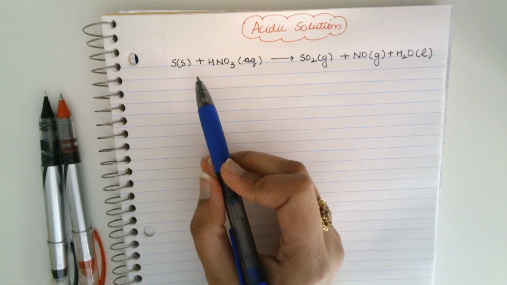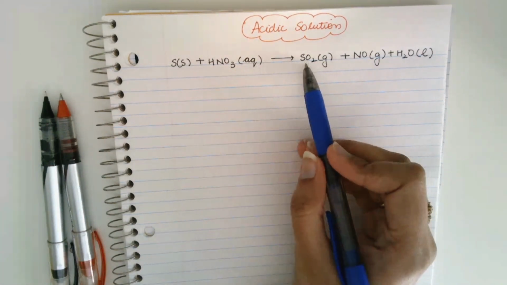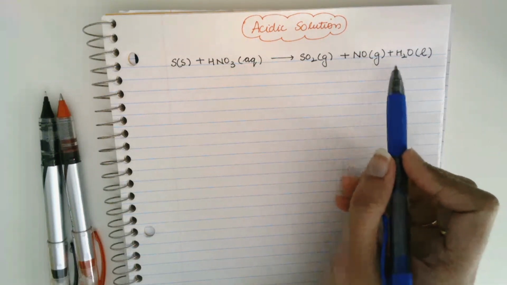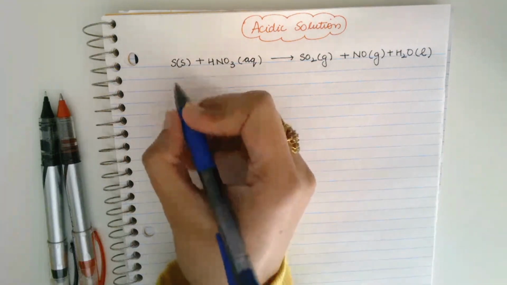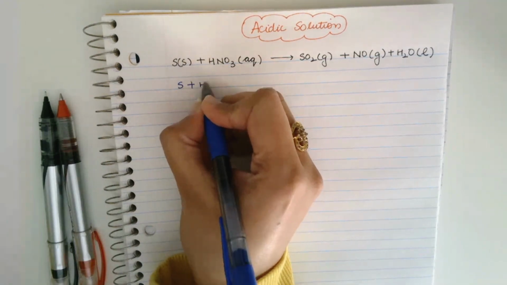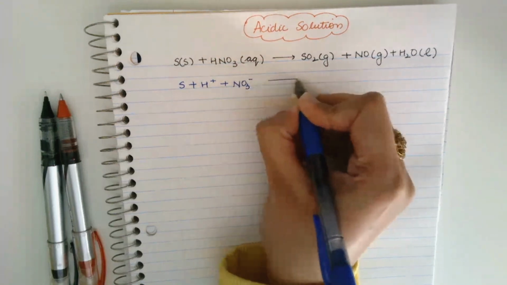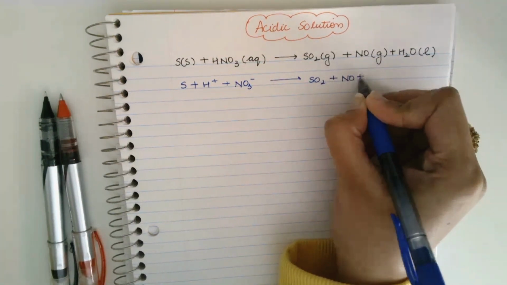The question is: sulfur is oxidized by nitric acid in an aqueous solution, and produces sulfur dioxide plus nitrogen monoxide plus water. Firstly, we will convert this equation into an ionic equation. So this will become S plus H+ plus NO3- gives SO2 plus NO plus H2O.